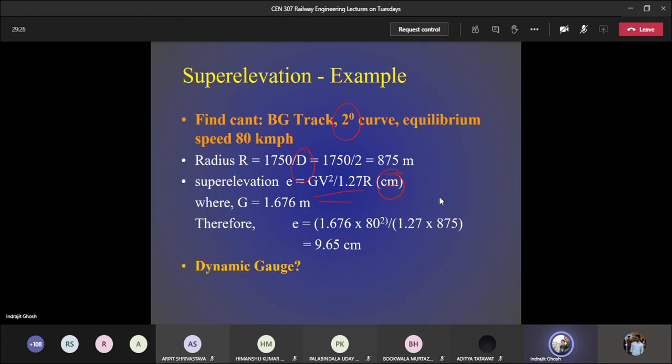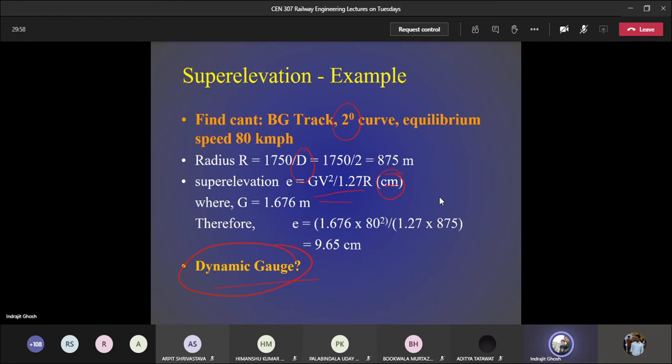Okay, but there is an interesting term. So we heard about broad gauge, we heard about meter gauge, we have talked about two different kinds of narrow gauges. We also heard something known as standard gauge. Okay, but there is a different term which is known as dynamic gauge. Dynamic gauge is used for the geometric design of the track, particularly in the case of super elevation estimation.